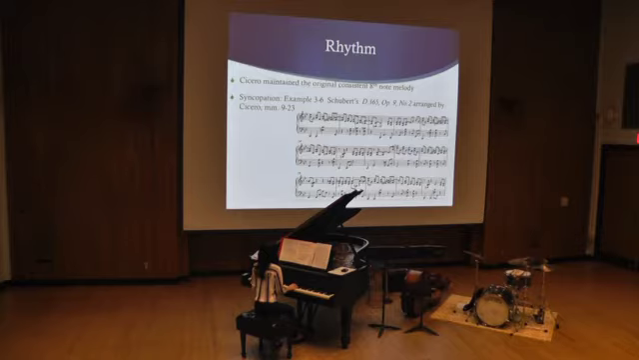Here is the rhythm part. So Cicero also maintained the original consistent 8th note melody in his arrangement. However, instead of using the original 3/4 time signature, he turns it into 4/4. And he uses a lot of syncopation as well, both in the right hand and left hand, as you can see from the example. So I'm just going to play a little bit of it.